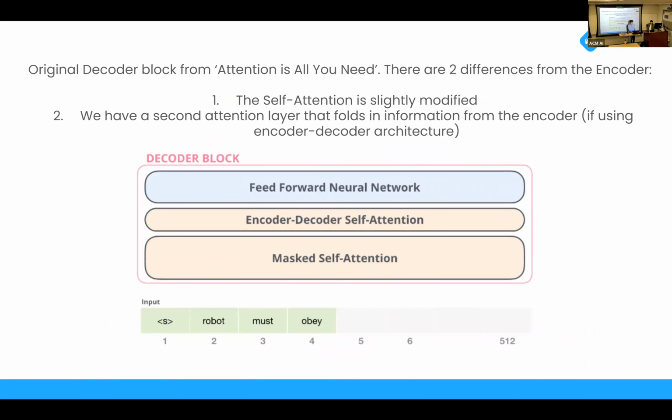Decoders are very similar with just a couple of changes. First of all, our self-attention is replaced by something called masked self-attention, which we'll get to in a second. And our second change is that we have a second self-attention layer, which is only used if you're using the original encoder-decoder representation, where you have both the encoder and the decoder working simultaneously.